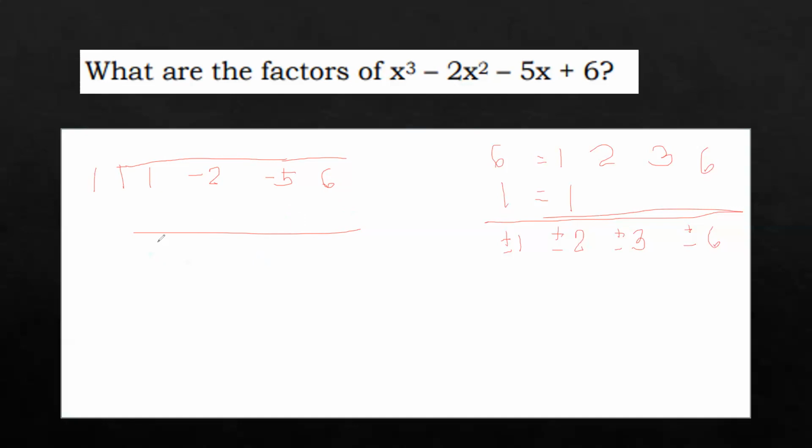Positive 1. So that is 1. 1 times 1, 1. Negative 2 plus 1, that's negative 1. Tama? Negative 1 times 1, that's negative 1. Negative 5, negative 1, that will be negative 6. Then, negative 6 times 1, negative 6. So yun, nag-0 siya.